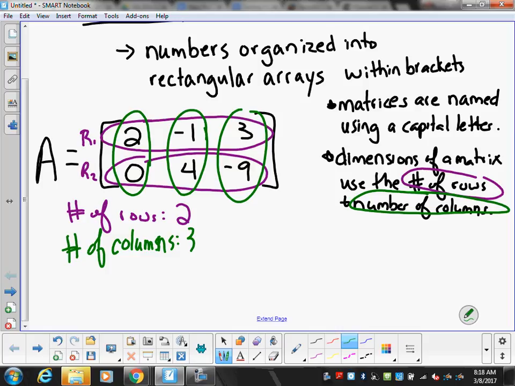So the number of columns in this matrix is 3. And so if I am referring to this matrix, you always put the name of the matrix, A, and then underneath it, kind of as a subscript, you put the number of rows times the number of columns. You don't actually times it, you just put the little x there. And so this matrix is a 2 by 3 matrix. So it's matrix A and it's 2 by 3. And so that's how you would label this matrix.